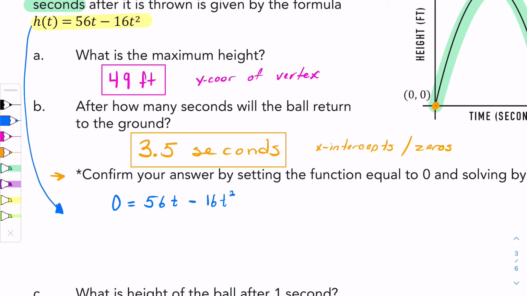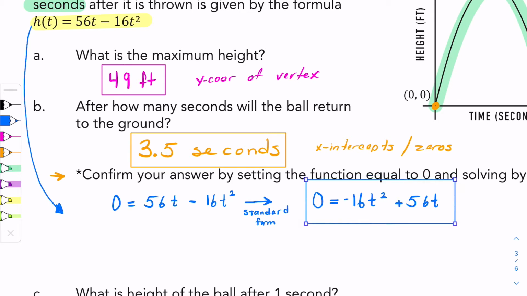I don't really like this because it's not in standard form. So I'm going to change it really quick. Standard form has the largest exponent first. I'm going to use the expression 0 equals negative 16 t squared plus 56t. All right, all I did was rearrange the terms. From this equation that's in standard form, I can see that there is a GCF. The GCF is 8. You can factor out negative 8 if you want. Either way, you're going to get the same answer.